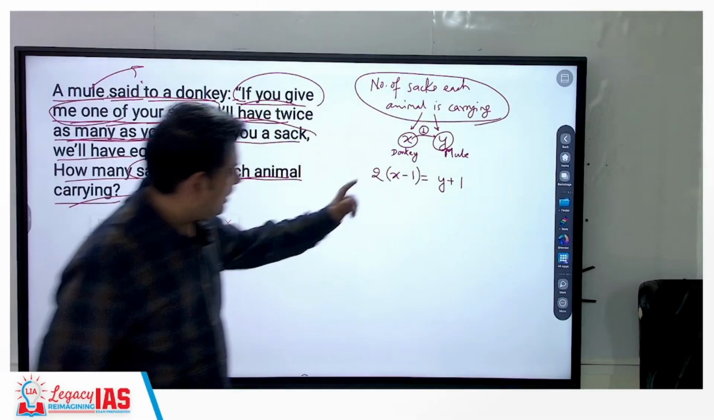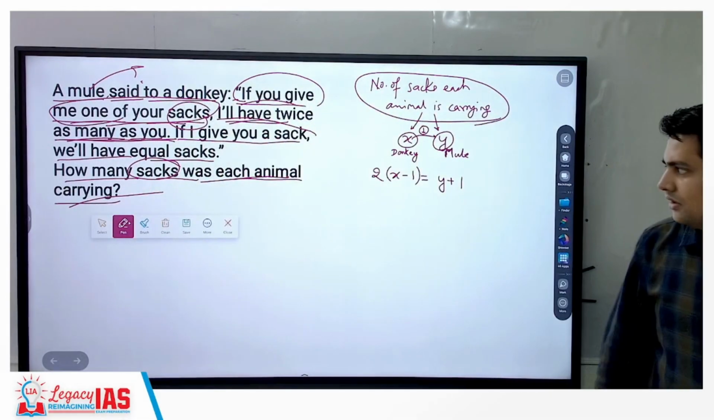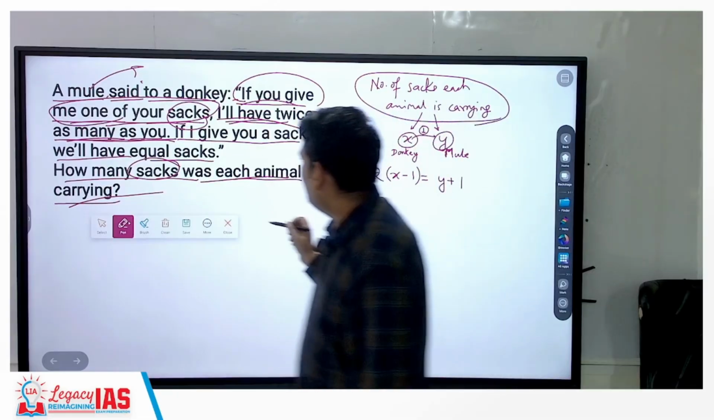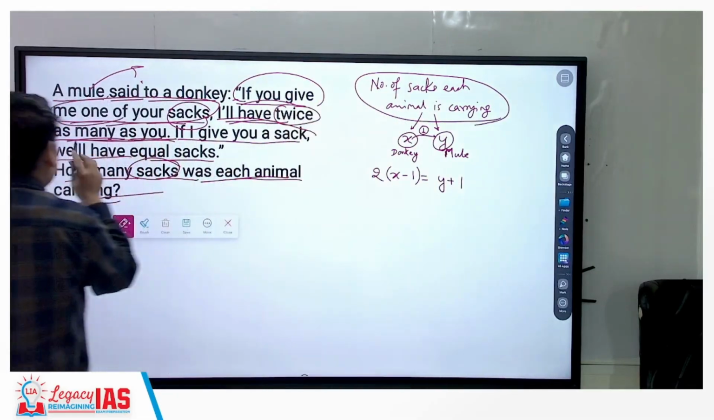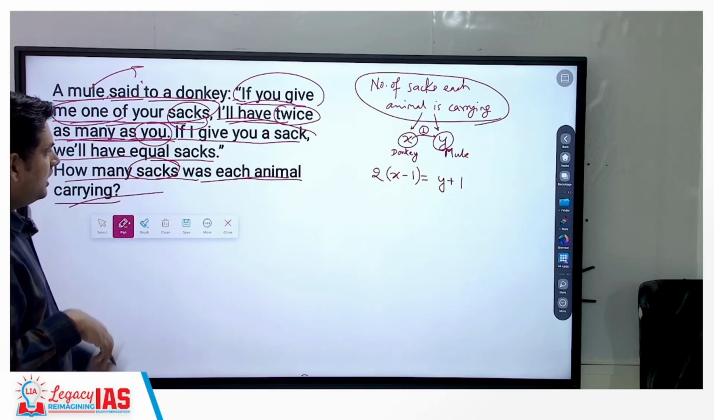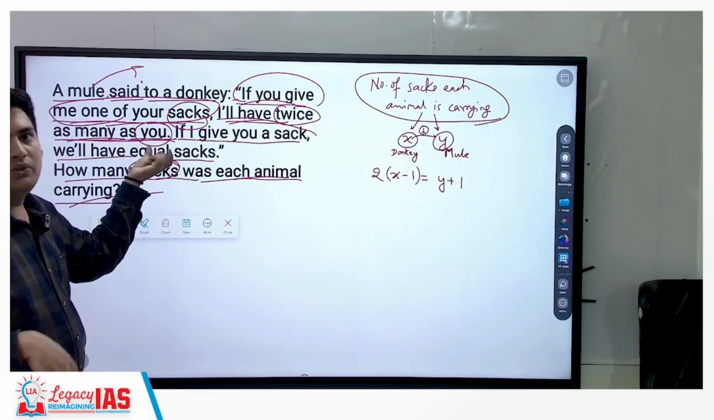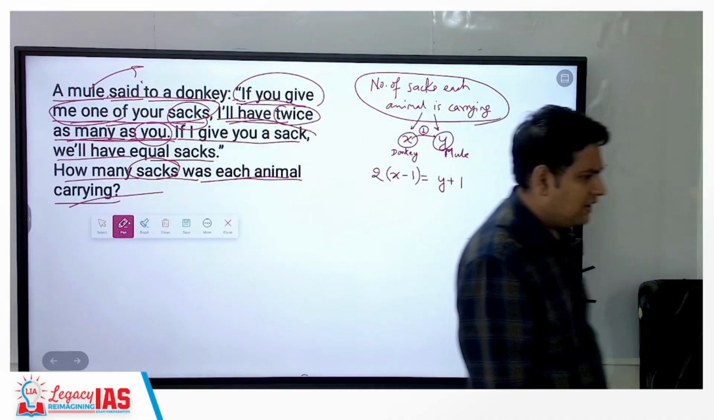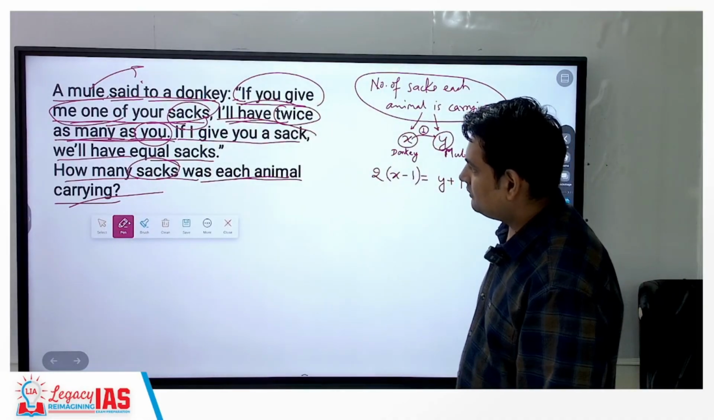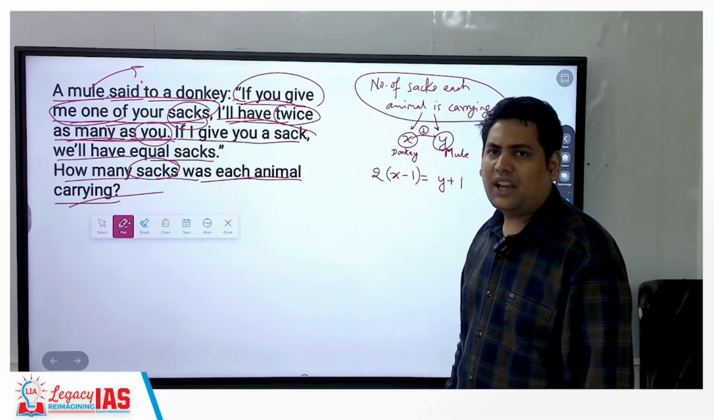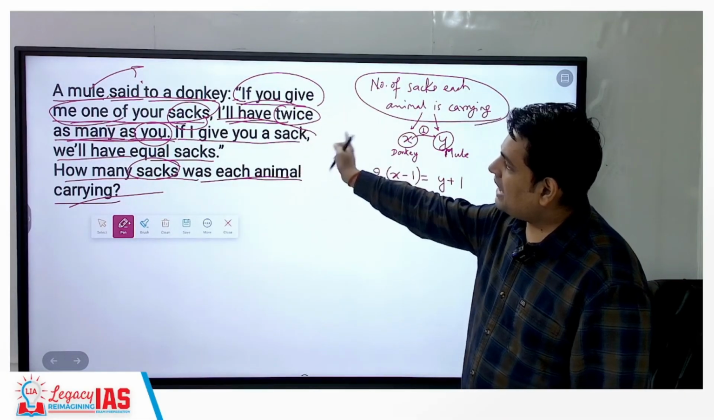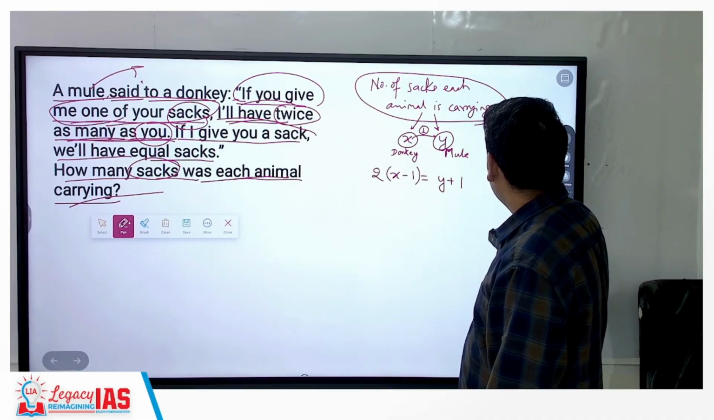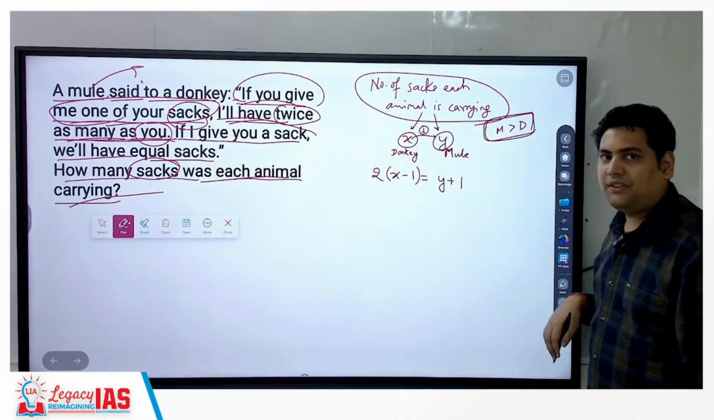Why did I write 2 here? People get this doubt. It says that I'll have twice as many as you. So one thing is, whatever is written after twice, the next subject is you. So twice of you will be there. You in this case is the donkey because he is talking to the donkey. Or a much easier way is, first you simply identify which has more sacks. If you give me one of your sacks, I'll have twice as many as you, which means the mule is having more than the donkey.